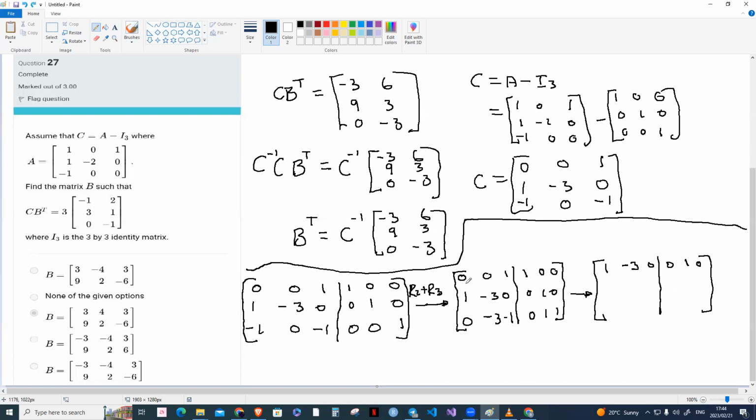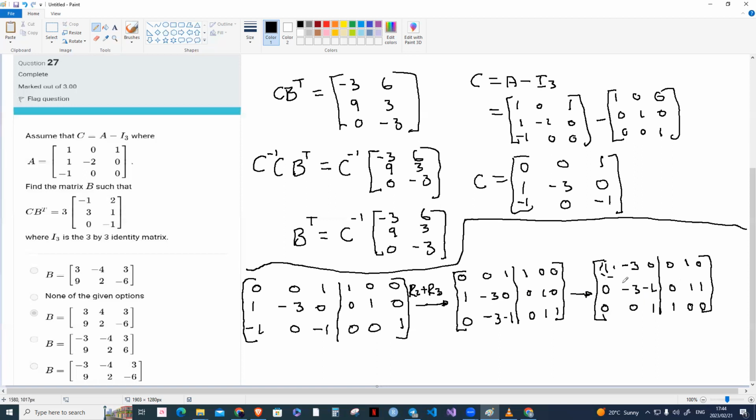Swap this one to be number 1, then this one to be number 3, this one to be number 2. So 0, -3, -1, 0, 1, 1, 1, and the 12 I'm going to make last. So 1, 0, 0, and now I've got my first pivot point. Below it I've got zeros.